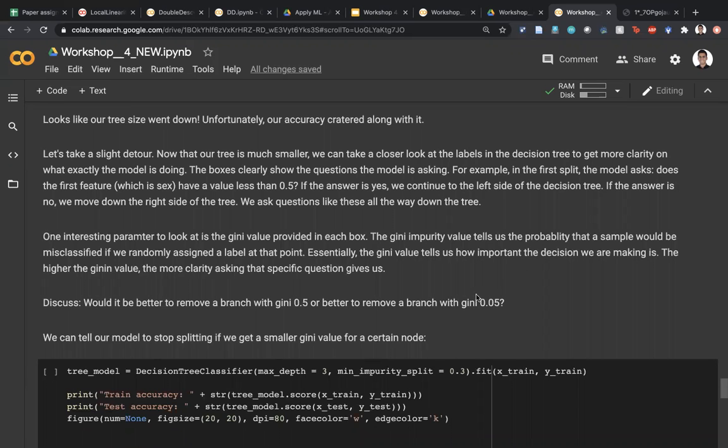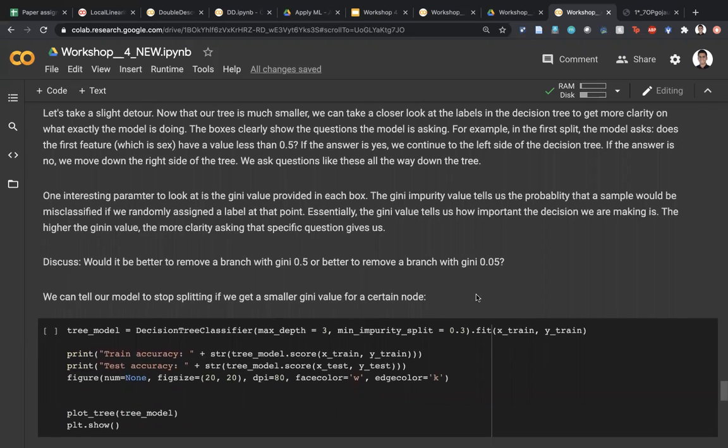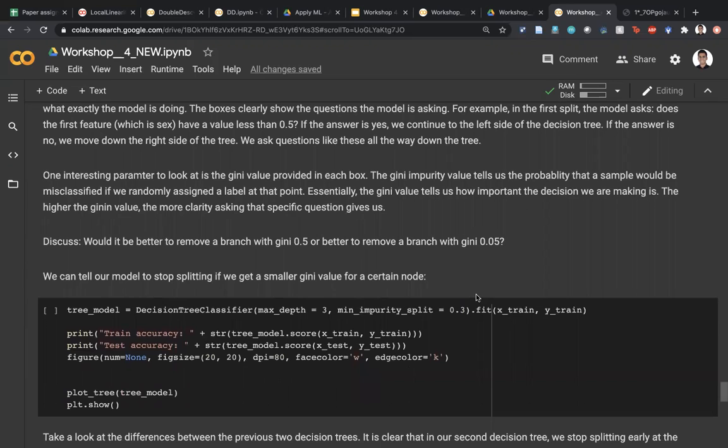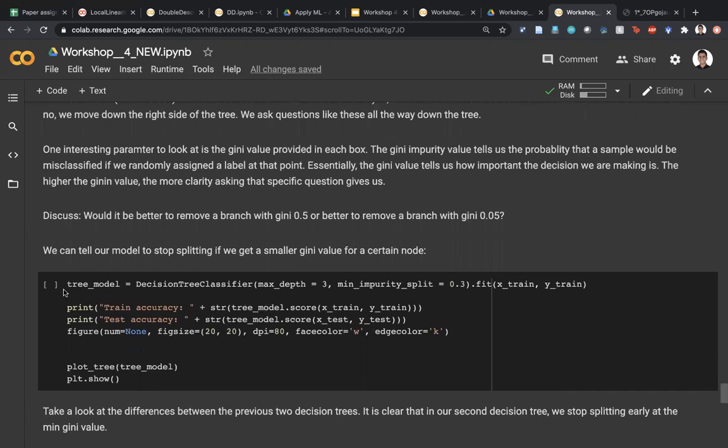So in the notebook, I've put a very high level definition of what the Gini impurity value is. It essentially tells us the probability that a sample would be misclassified if we randomly assigned a label at that point. At a very high level, it's telling us how important the decision we're making is, right? So the higher the Gini value, the more clarity that specific question is going to give us.